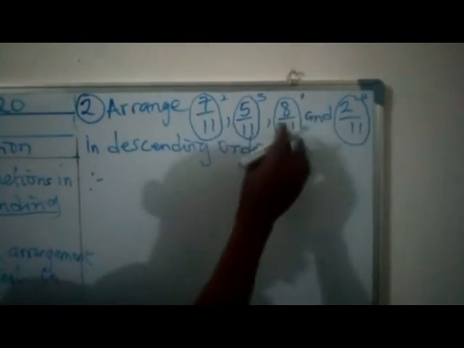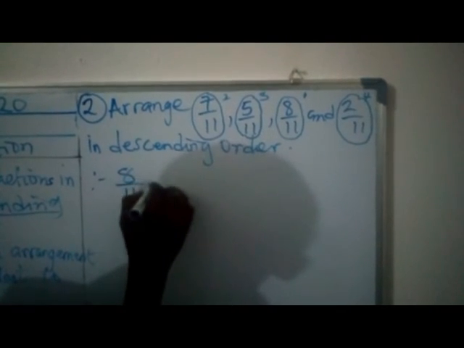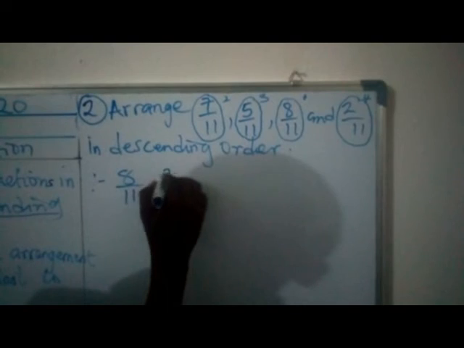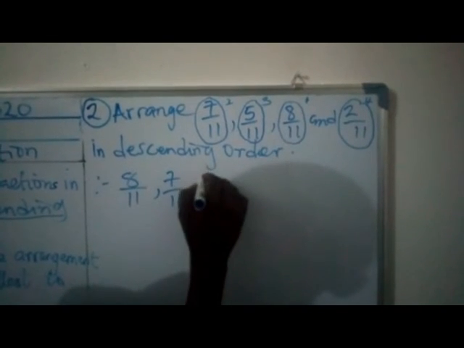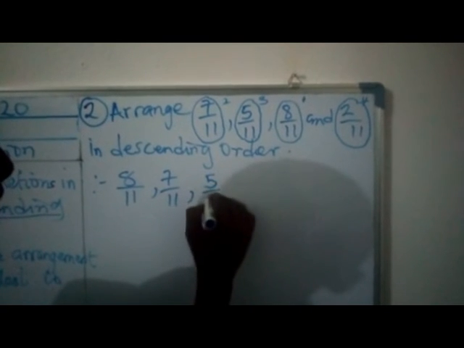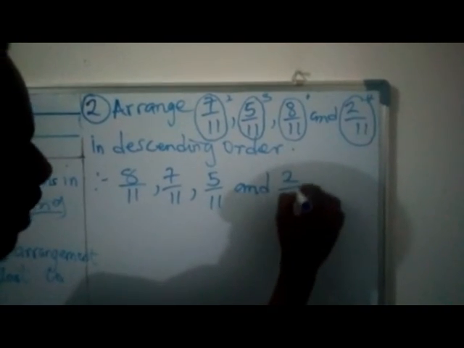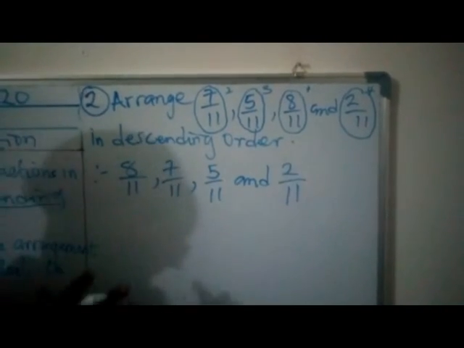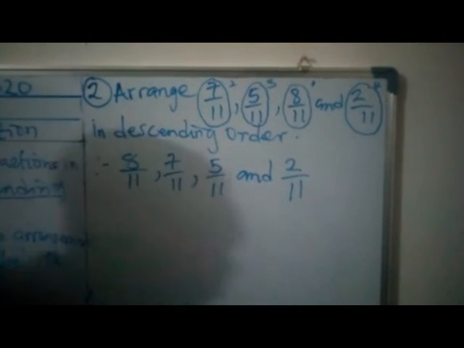You now say, therefore, to arrange all these fractions in descending order, or from the biggest to the smallest, the biggest numerator here is 8. That will be 8 over 11, followed by 7 over 11, followed by 5 over 11, and 2 over 11. Now we've been able to arrange these fractions in descending order.